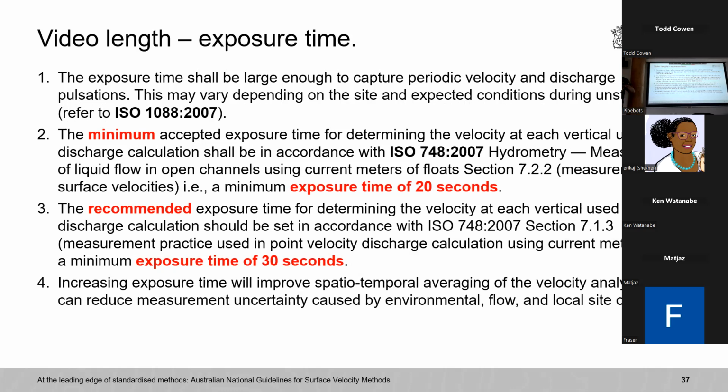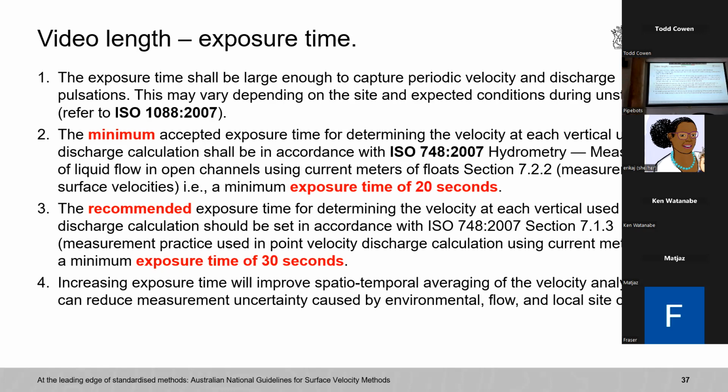You can't fit a method to that. You're fitting the method, creating the software and the measurement techniques, to the accepted standards. Again, that brings it in line with current meters, ADCPs, things like that. And that is to guarantee that you can cover the various conditions that you're going to meet from the higher flows to the lower flows. So having a set video length that you're using will help to define that and capture that variation. We recommend an exposure time of 30 seconds.